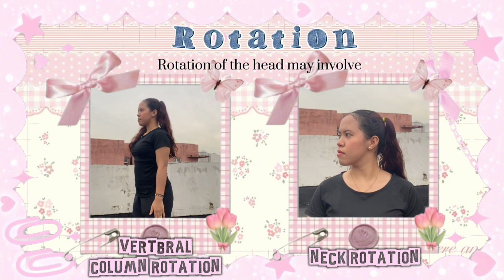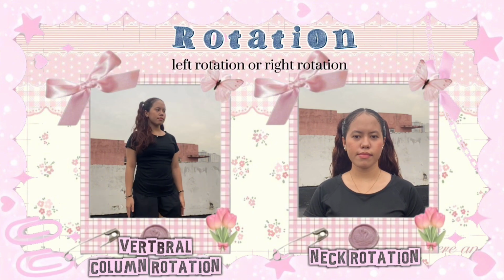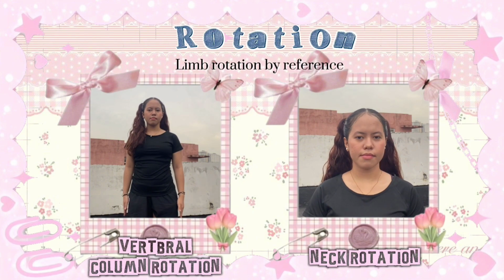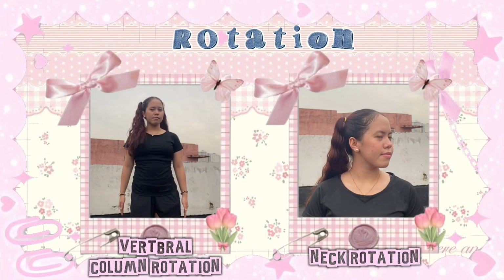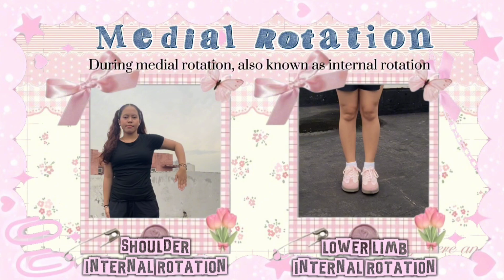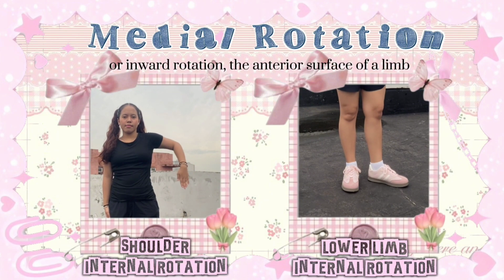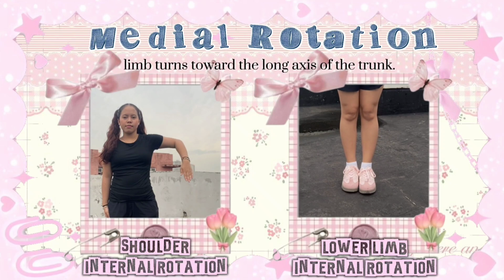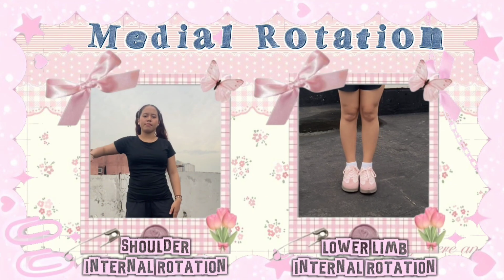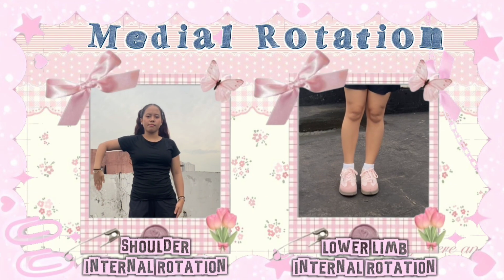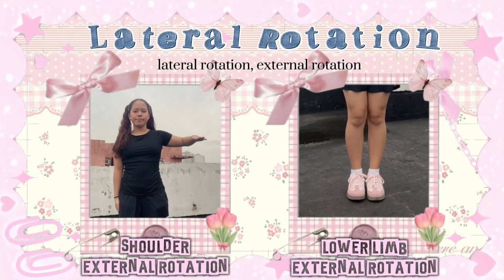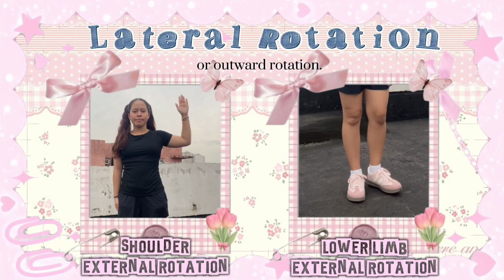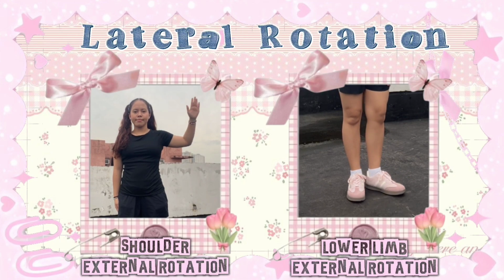Rotation of the head may involve left rotation or right rotation. Limb rotation is by reference to the longitudinal axis of the trunk. Examples are vertebral column rotation and neck rotation. During medial rotation, also known as internal rotation or inward rotation, the anterior surface of a limb turns toward the long axis of the trunk. Look at the examples: shoulder internal rotation and lower limb internal rotation.